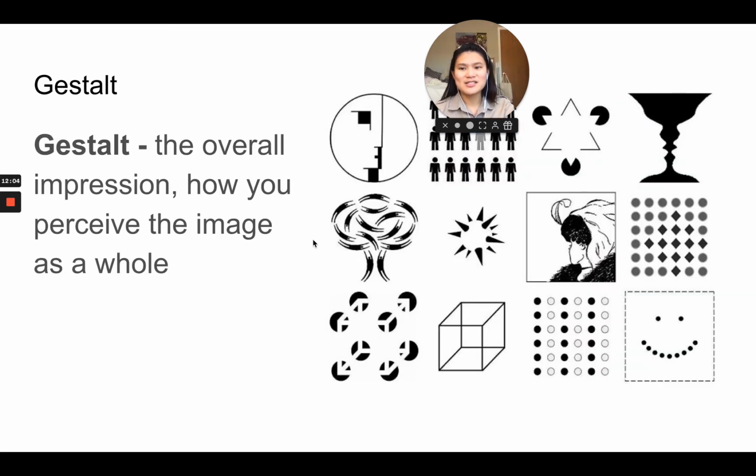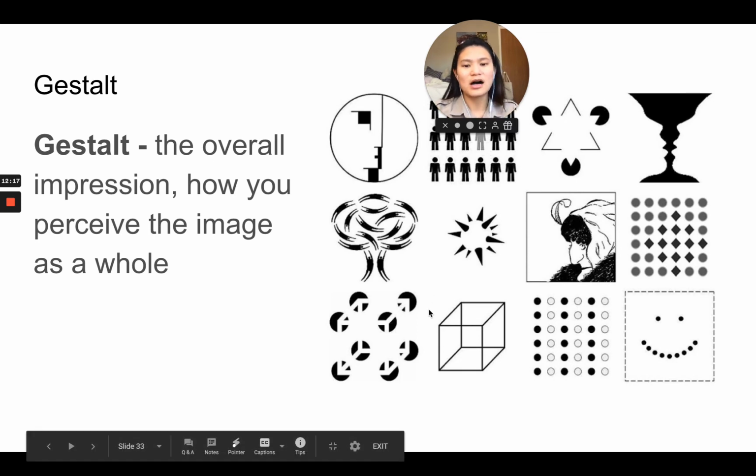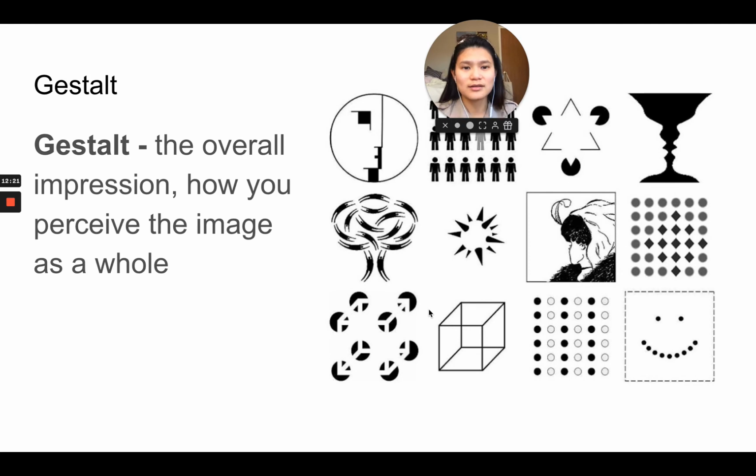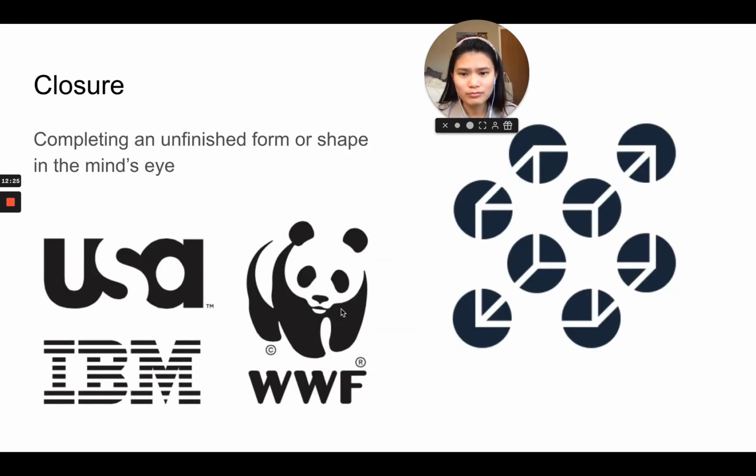And then gestalt is the overall impression or how you perceive the image as a whole. So these are some examples of images that we can see maybe in some different ways. It can describe the way you fill in information or the overall cohesion of a composition. Closure is one of the key things when you think about gestalt. It's completing an unfinished form or shape in the mind's eye.